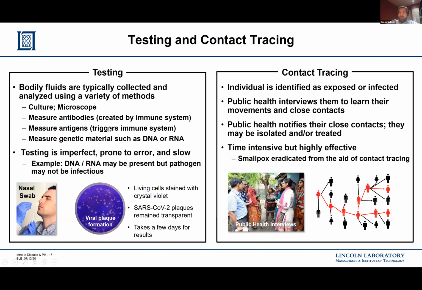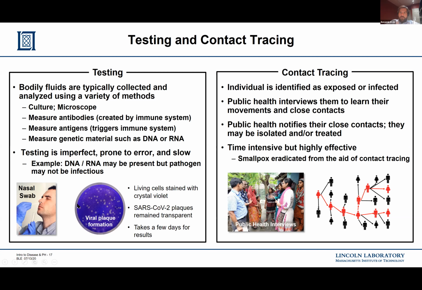I will mention that testing is imperfect. It's prone to error. You have to understand the results, and it's fairly slow in most cases. The other thing I'll point out is that many of the tests that we have now may say that there was viral RNA there. So you could say there was SARS-CoV-2 viral RNA in your nose. That doesn't mean that you're infected, and it doesn't mean that you're infectious. It just means that there's viral RNA in your nose. So keep that in mind.